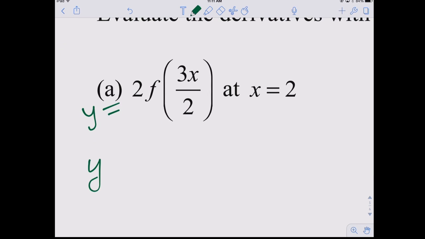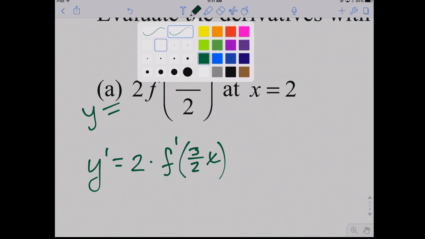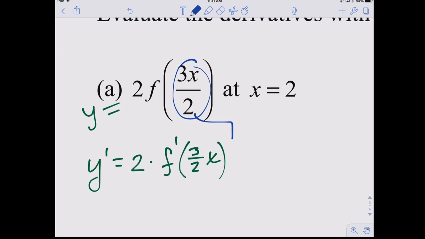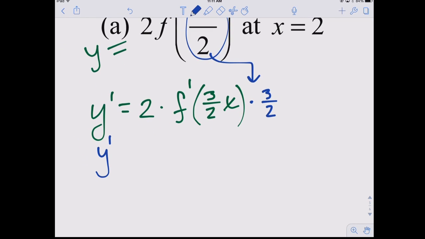All right, so now we got y prime equals 2 times, we have f of blob. What's the derivative of f of blob? F prime of the blob. Now 3x halves is the same as 3 halves times x. Are you okay with that? And then times the derivative of the blob, the chain rule, what's the derivative of 3 halves x? 3 over 2. So this is kind of like we did in the warm-up. We're taking the derivative of functions by their notation only, not actual expressions. If you simplify that, you get a 2 times the 3 halves. That gives you a 3 times f prime of 3 halves x.